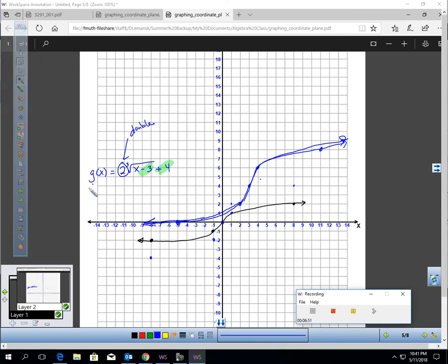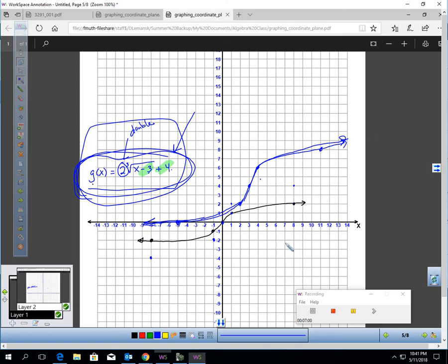So really, you could take the parent function and apply these transformations without even using your calculator, but if you're not there, if you needed to type it in your calculator, make a table and do it, I'd be okay with that right now too.